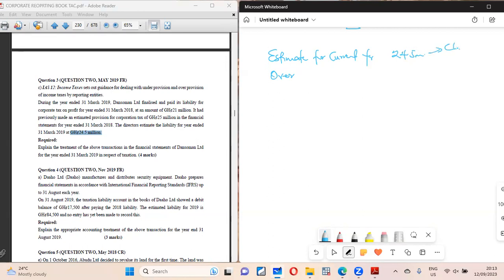Okay. Then we have an over provision of how much? 4, right? It's over. So it's 4 million. So you have 20.5, right? Where would this one go? The SPL. All right, so basically that is as simple as that.